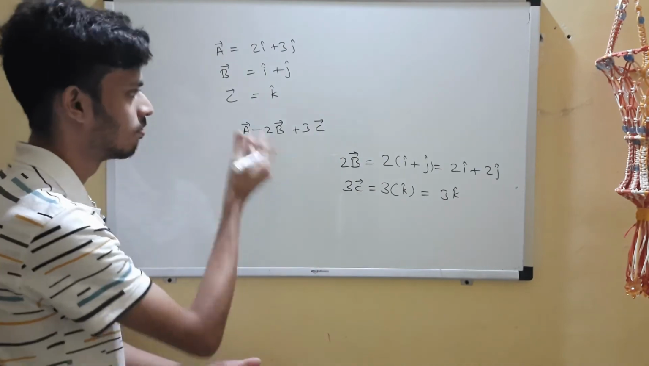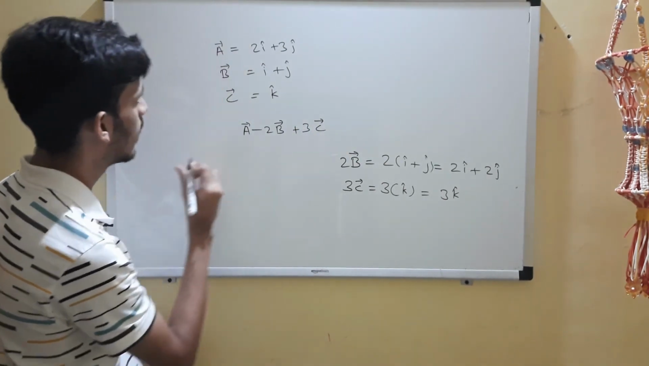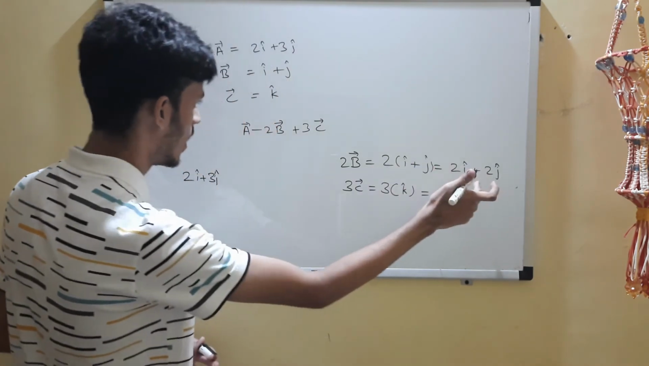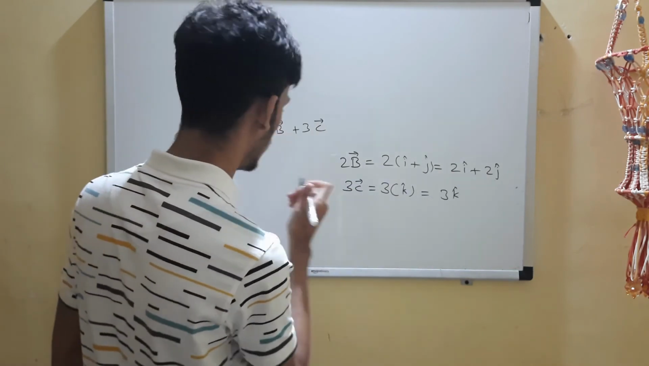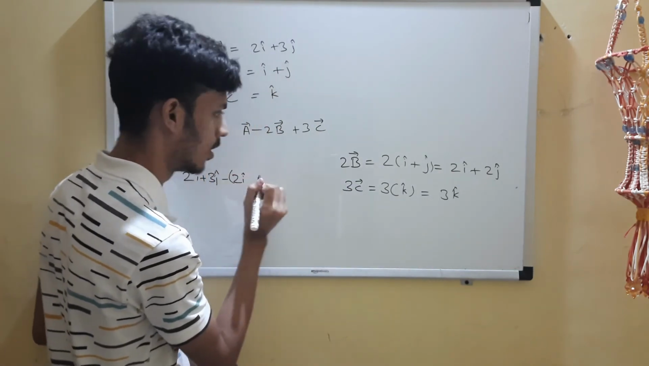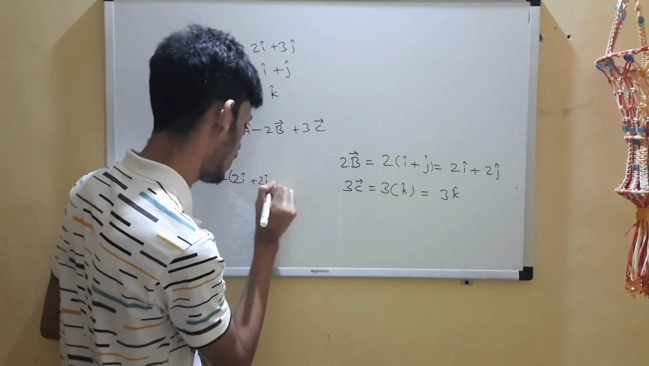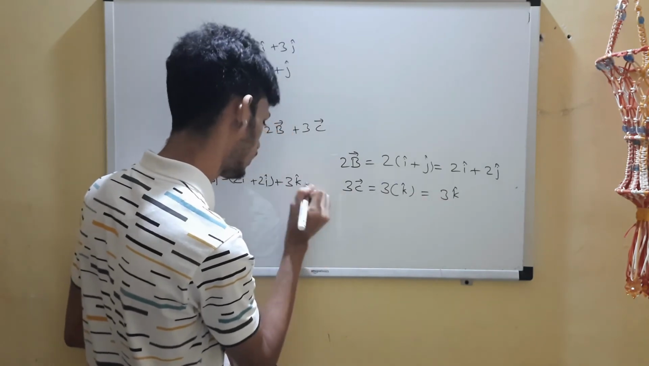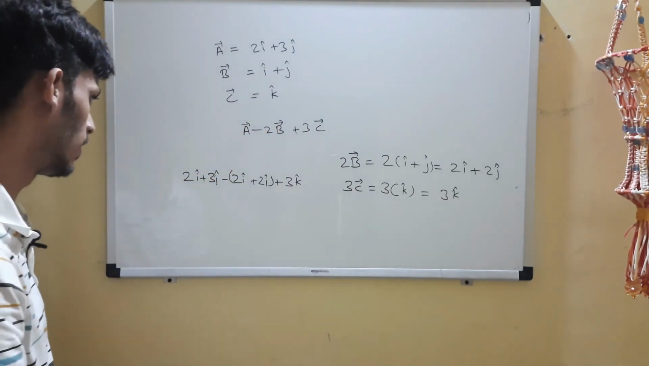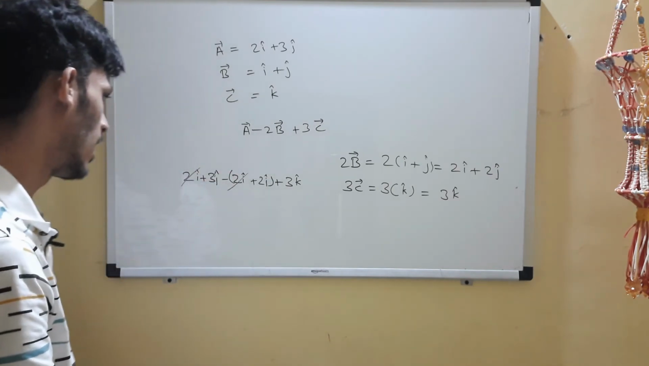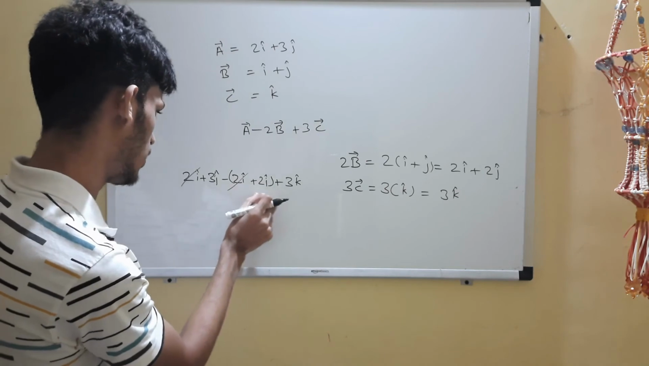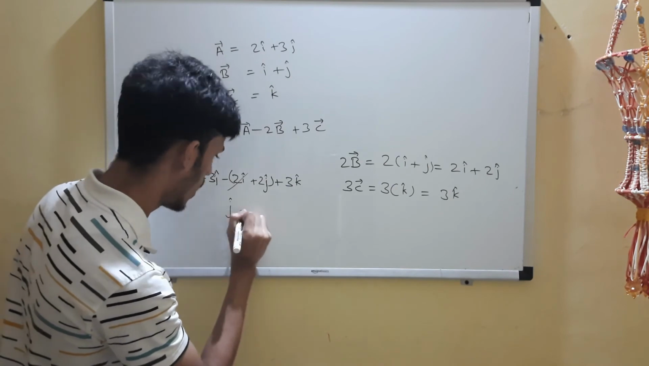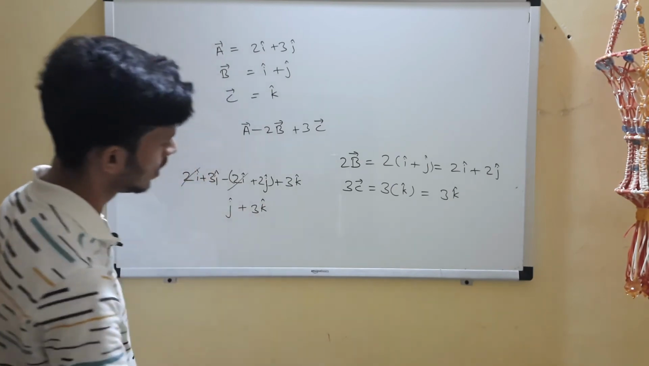Okay, now basic algebra, right? So a is 2 i cap plus 3 j cap, b is this, so minus 2b, right? This is 2b, so minus 2 i cap, I'll put the brackets, plus 2 j cap, and plus 3c. 3c is 3k cap. Okay, now find the vector. This and this will get cancelled, and you will get 3 minus 2, this is j cap, so 3 minus 2 is 1 j cap, and plus 3 k cap. So this is what you are left with.